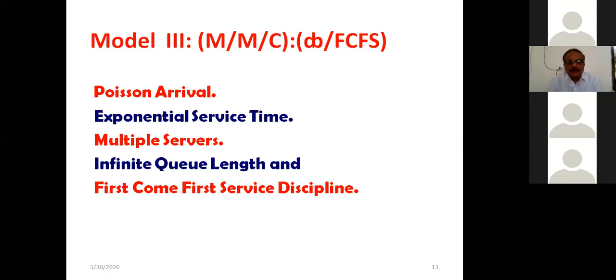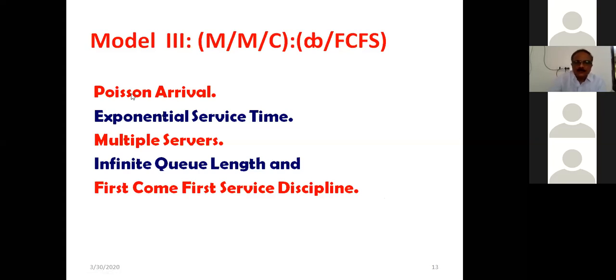Or the other example, the best example, is a railway reservation counter, where we can have more than one server working, more than one window, and the queue length is also infinite. Infinite means an unlimited population, unlimited customers can come to that particular reservation counter. And in all the cases, you will see that the discipline maintained is first come, first serve, because it's a natural rule. That's why in all these models, the first come, first serve discipline is considered.